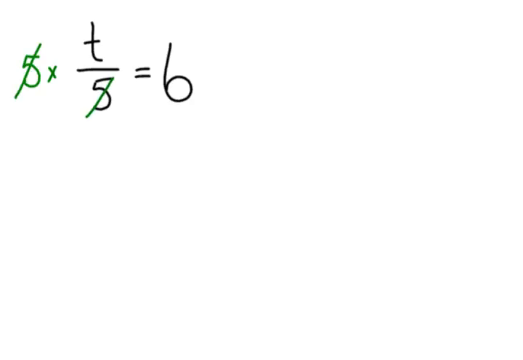Now, because this is an equation and there's an equal sign, we have to balance that equation. So what we do to one side, we have to do to the other, as you guys know. So what we're going to do is we're going to multiply 6 by 5. So we're left with t. We were able to find out t on its own. And you guys will come up with t is equal to 30. So that's how we do that one.